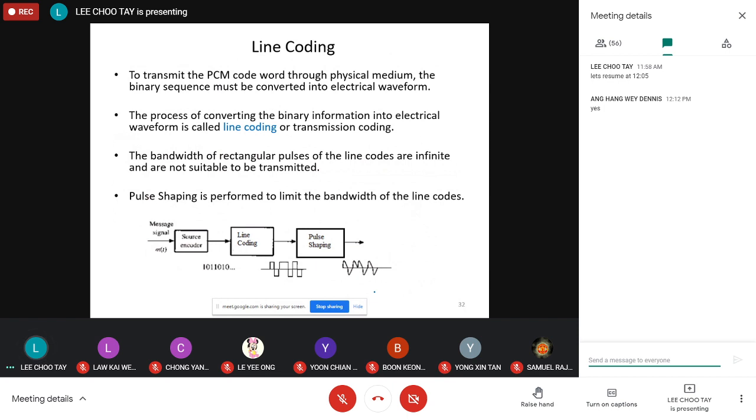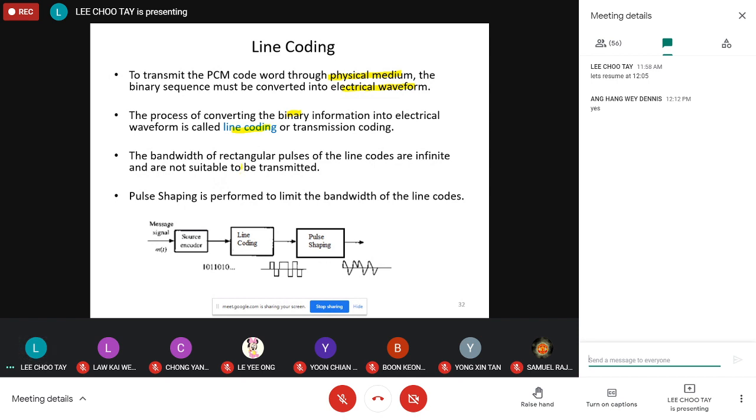Okay, so let's talk about line coding. What is line coding? To transmit the digital signal, the PCM code word or the binary bits, through a physical medium. Remember, the baseband digital information can only be transmitted through a wired channel, so that is a physical medium we're talking about. So we need to convert the binary sequence into an electrical waveform. The process of converting this binary information into electrical waveform is called line coding or transmission coding.